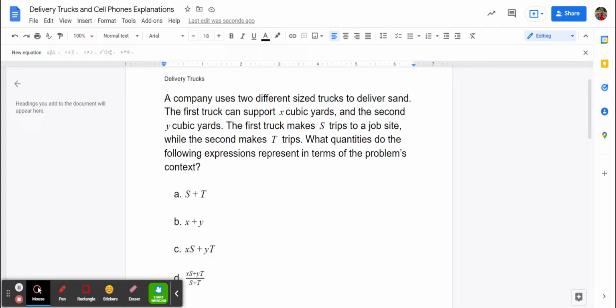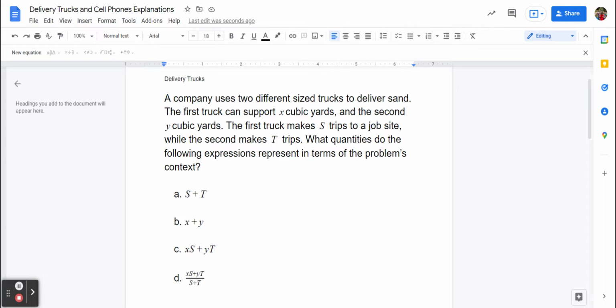So when you start interpreting your expressions, it's really important to be very clear what the variables represent. And as long as you define things really clearly, it makes it a lot easier to interpret each of the expressions. When you interpret your expressions, you want them to make sense in a real world setting.